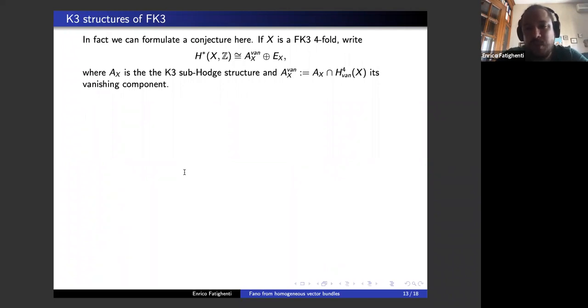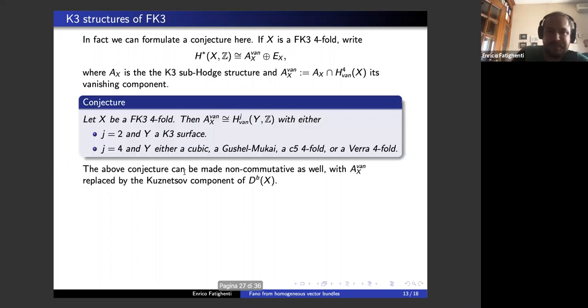To do that, suppose that we have a Fano K3 fourfold, and suppose that we write down its Hodge decomposition, so its Hodge structure, as a direct sum of a certain A1 of X and its complement. We denote by A_V, or A vanishing of X, basically the K3 substructure intersected with the vanishing homology of X. So we take the homology of X and we throw away every cycle coming from the ambient space. And we do have this conjecture, which up to now is just experimental.